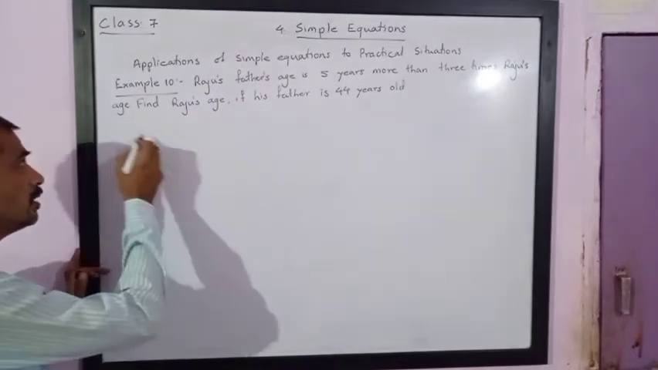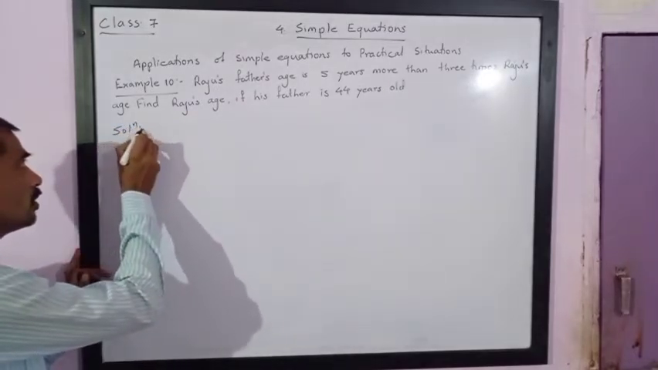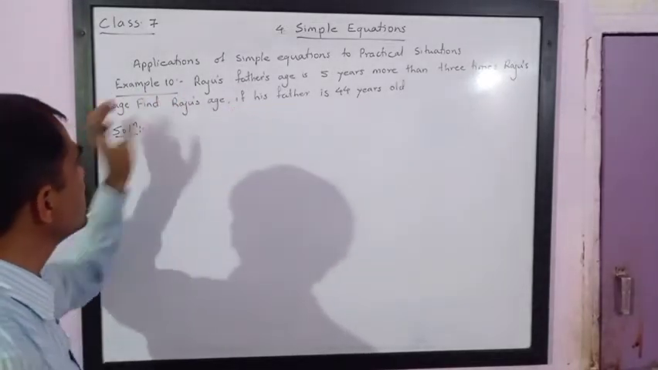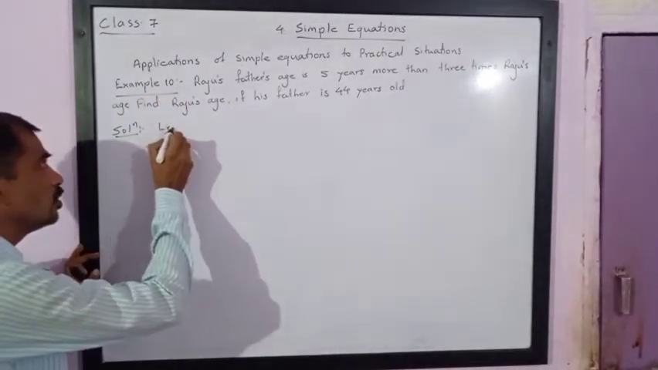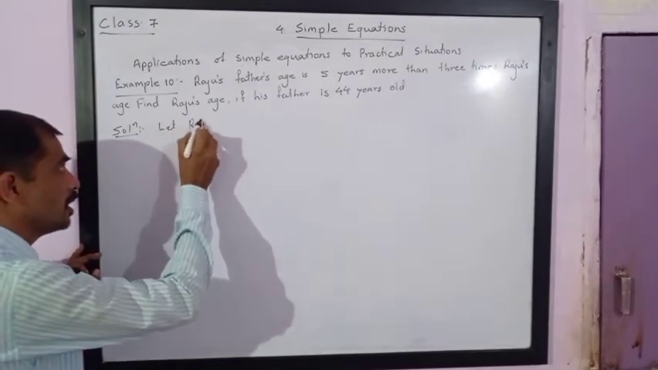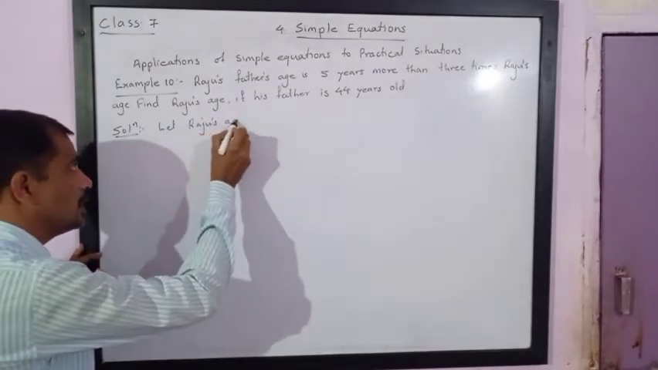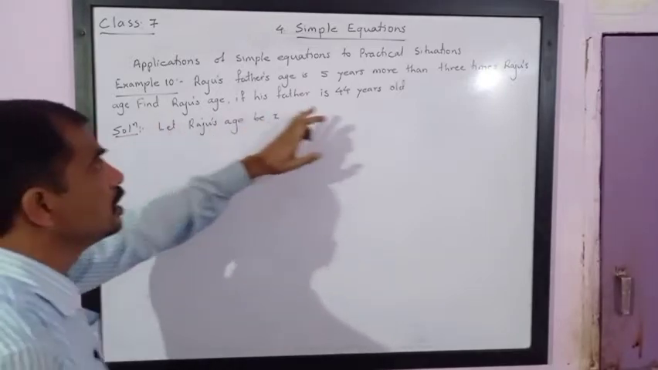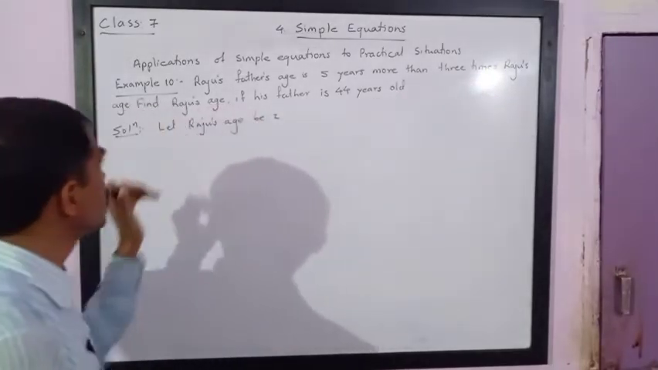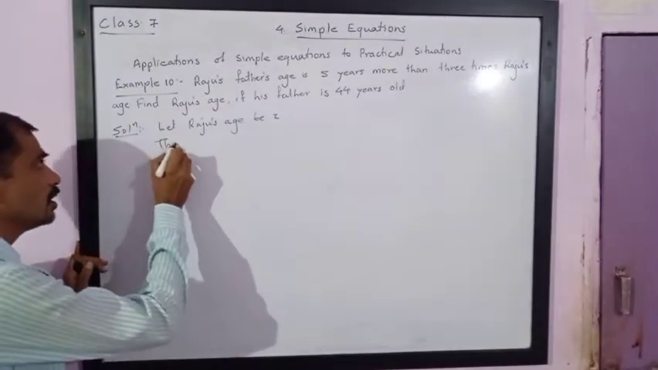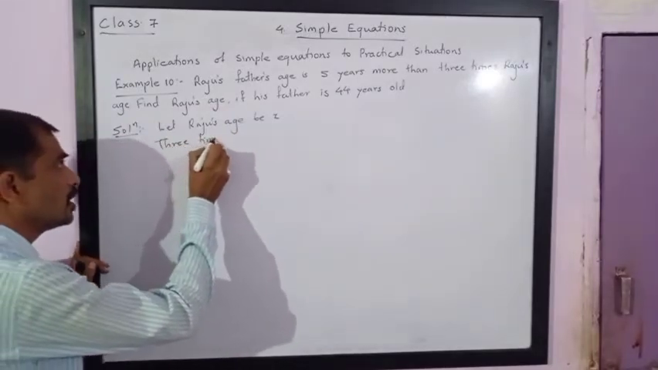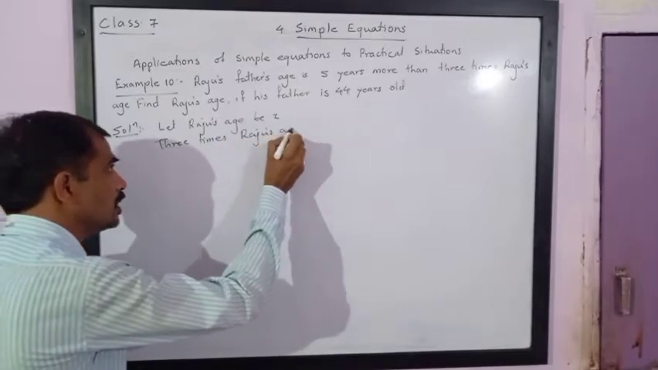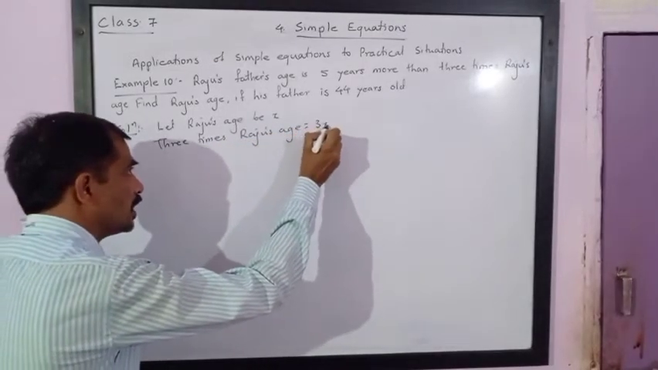Let us try to understand here. We are asked to find Raju's age, and Raju's age is not known to us. So let Raju's age be x. Now we will need 3 times Raju's age. So 3 times Raju's age is 3 into x, that is 3x.